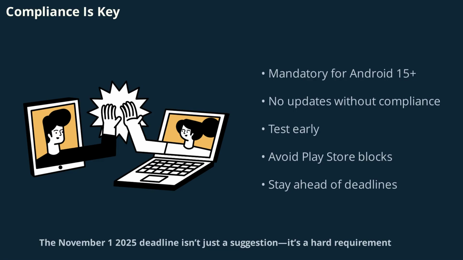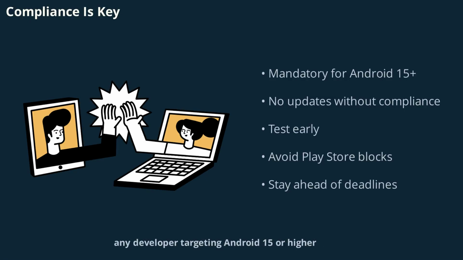The November 1, 2025 deadline isn't just a suggestion, it's a hard requirement. If your app isn't compatible with 16 KB pages, you won't be able to publish updates on Google Play. This makes compliance a top priority for any developer targeting Android 15 or higher. Start testing and updating your code now to avoid last-minute surprises.